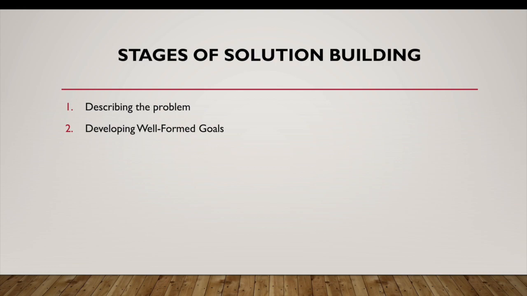So the second step is where we develop goals. And these goals will be well defined and well formed. For example, what will be different in their lives when their problems are solved? Number 3, we explore the exceptions. We ask when the problems are not happening or are less severe. We also ask what they need to do to make the exceptions happen. Right?